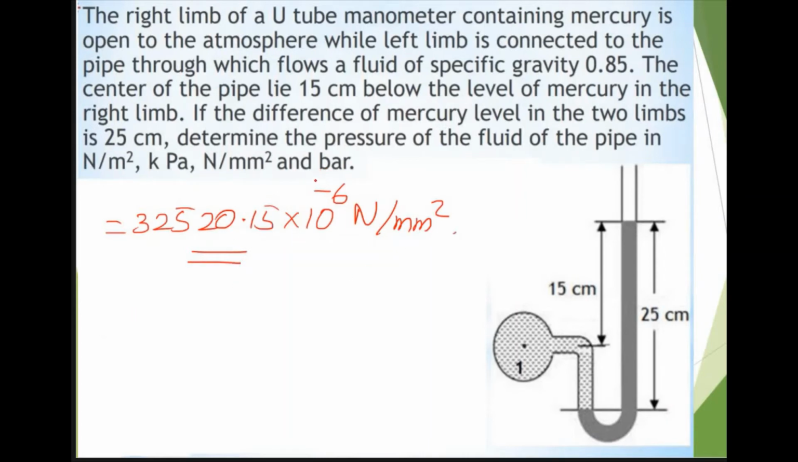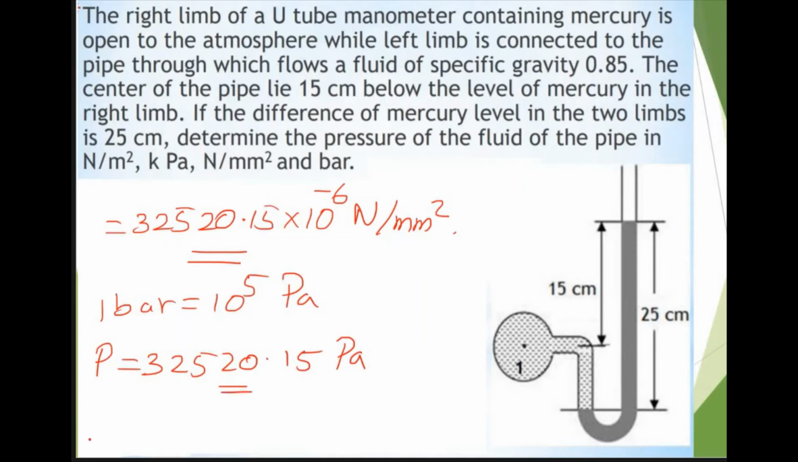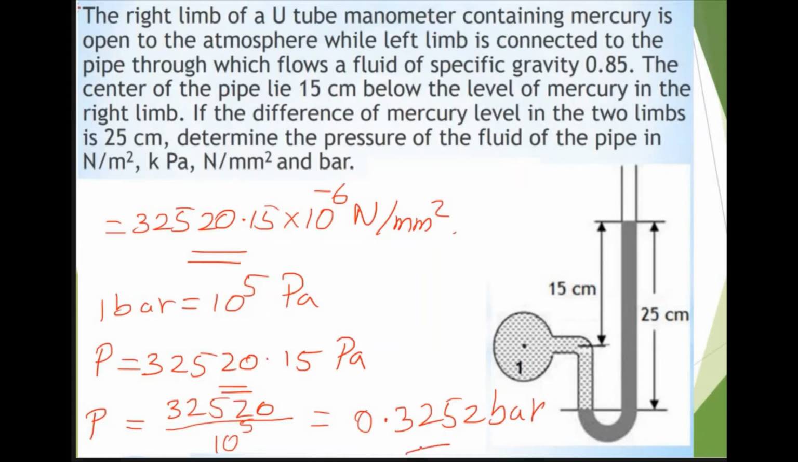Next we have to represent the pressure in bar. So we know that 1 bar is equal to 10 raised to 5 Pascal. Here our pressure P is equal to 32520.15 Pascal. So pressure in bars will be 32,520 divided by 10 raised to 5, which is equal to 0.3252 bar. So we have calculated the pressure in Newton per meter square, and we have converted it into kilopascal, Newton per mm square and bar.